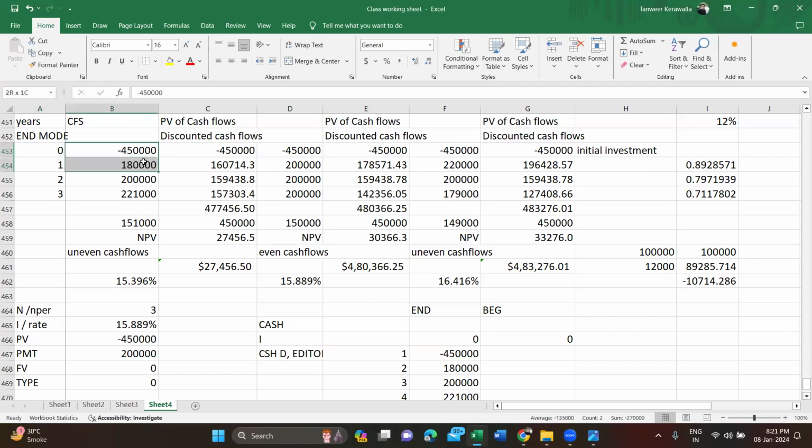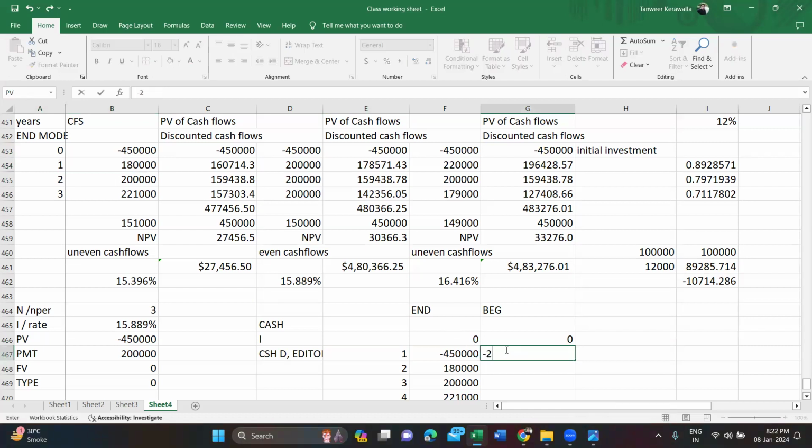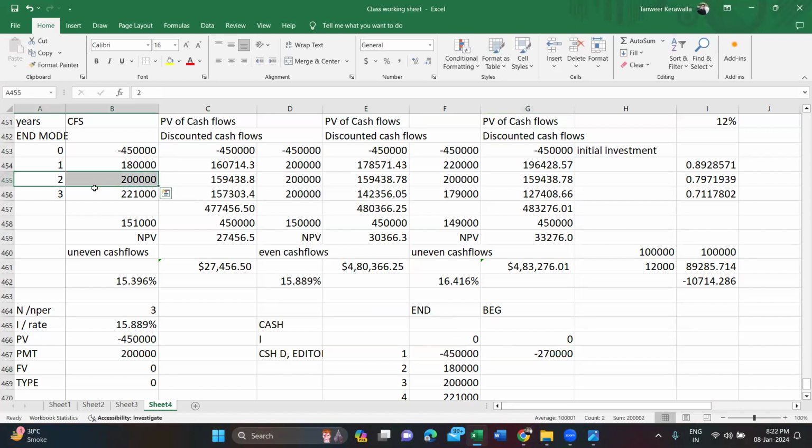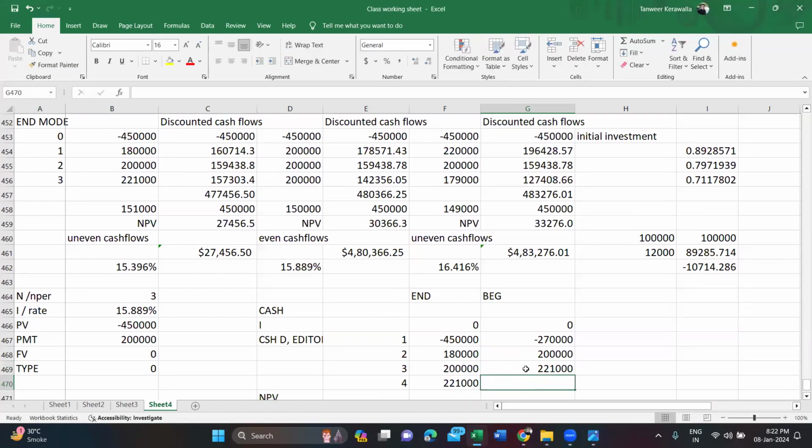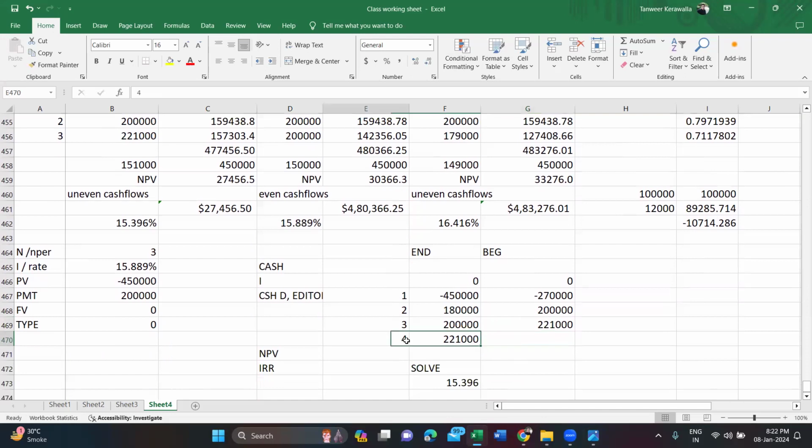So net amount we have invested how much? 1 lakh 80 we got, 4 lakh 50 we paid. So that amount becomes 2 lakh 70. So you write minus 2 lakh 70 at the beginning of year one. Then beginning of year two, 2 lakhs. Beginning of year three, 2 lakh 21,000. And then fourth, nothing will come in four, right? Then you press escape, go to IRR, solve it, you'll get the answer in begin mode.